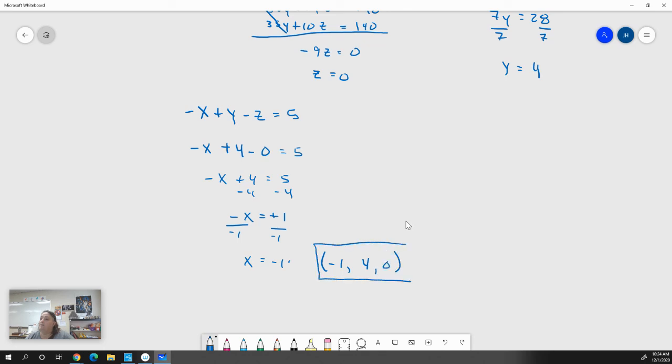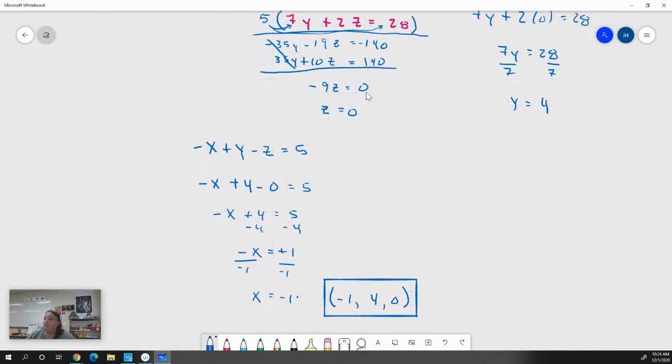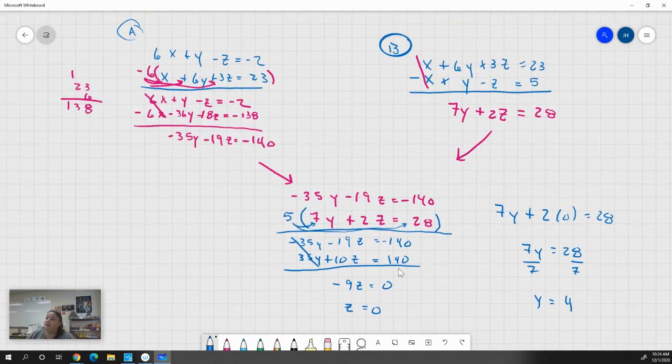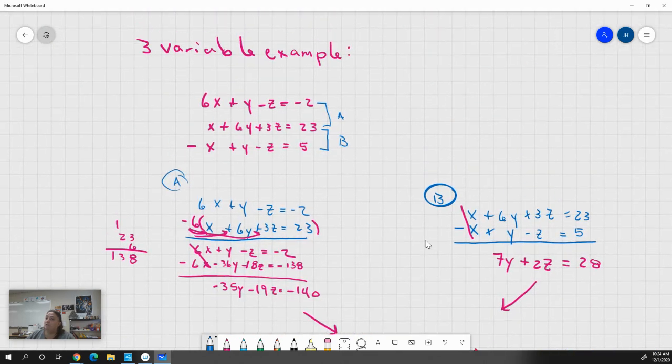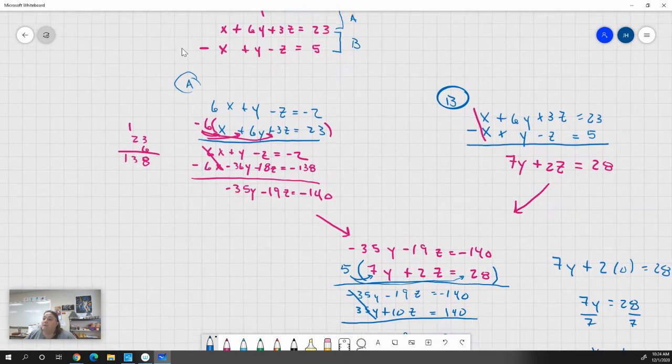I know that this is labor extensive, but sometimes that's how math goes, right? I can always check and see if I'm right because I can plug these three numbers in for x, y, z into any of these three original equations, and they better all be true. That shows that they would be a common solution.